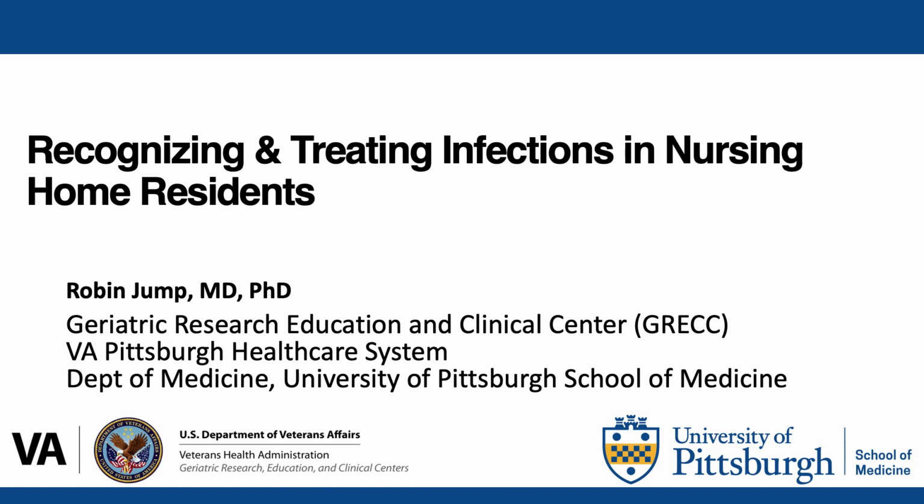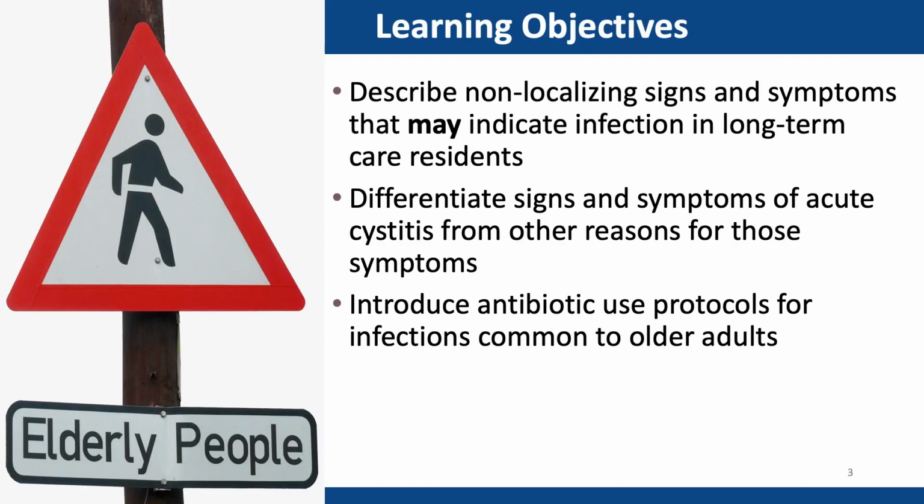So, 3 learning objectives. We're going to talk about non-localizing signs and symptoms that may, but not necessarily, indicate infection in long-term care residents. We'll differentiate signs and symptoms of acute cystitis from other reasons for those symptoms. And then I'm going to introduce antibiotic use protocols for infections that are common among older adults, so that you'll have those as a resource.